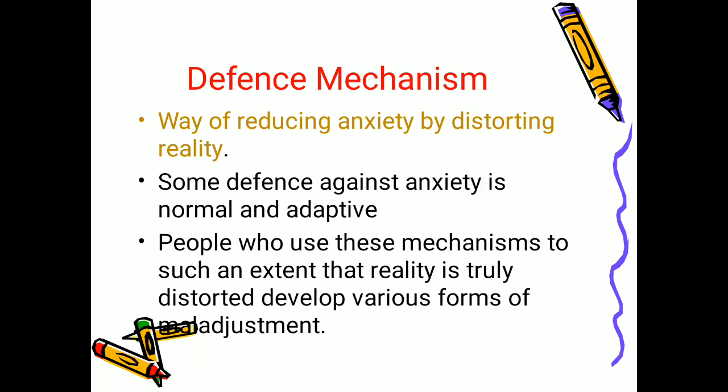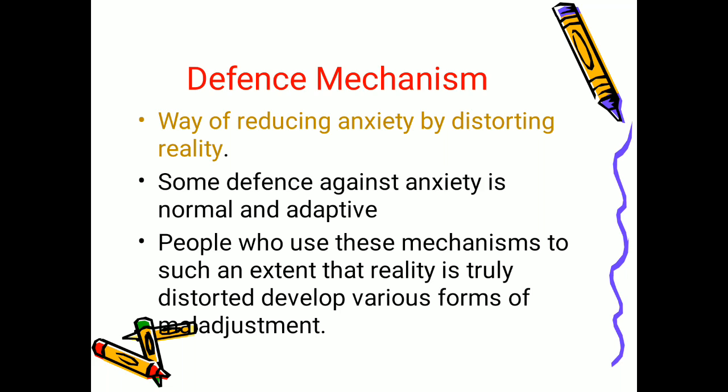Now, what is defense mechanism? It is a way of reducing anxiety by distorting reality. As I said, for example, in order to hide one lie, we say so many other lies. Why do we lie? So that our anxiety because of something can be reduced. So defense mechanism is nothing but the way of reducing anxiety by distorting reality. We are hiding reality so that our anxiety can be reduced, and we are trying to defend ourselves in this way.